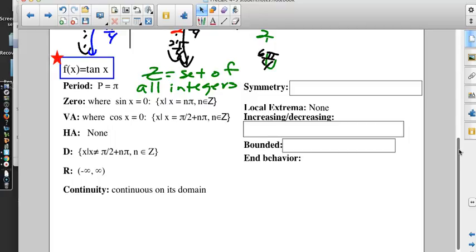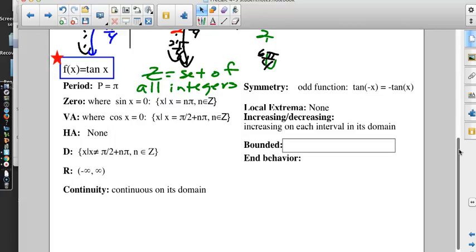Symmetry. What do you think? Even, odd, neither? What do you see? Odd. Odd symmetry. It's an odd function. And that means that the tangent of negative x equals the negative tangent of x. So it doesn't matter if our negative is located with the x or if we pull it out in front. It's going to do the same thing both times. No local extremum, up and down forever. And tangent is always increasing on its intervals. Always low to high. Not bounded above and below.